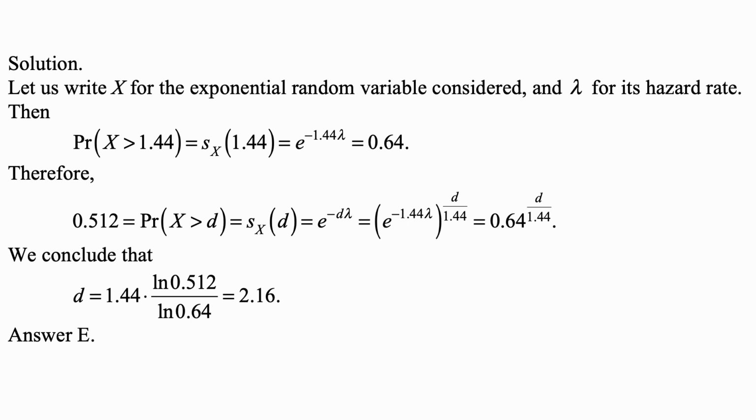Then if we take the natural logarithm of both sides, we get the natural logarithm of 0.512 equal to the natural logarithm of 0.64 to the power D over 1.44, which is equal to D over 1.44 times the natural logarithm of 0.64. And therefore, D must be equal to 1.44 times the natural logarithm of 0.512 over the natural logarithm of 0.64. If you just plug it into a calculator, you'll see immediately that this is exactly equal to 2.16. Not approximately, it's actually exactly 2.16. And that's answer E.